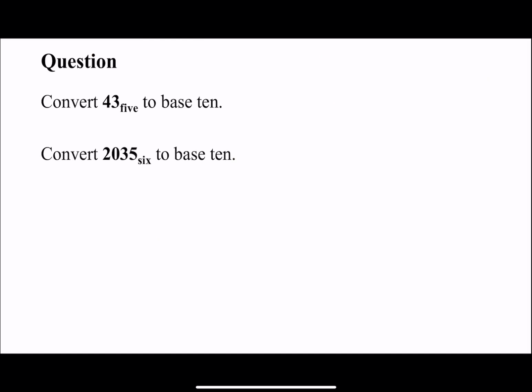Okay, convert 43 base 5 to base 10. Okay, first of all, this one. It's base 5, so I'm going to write down the place values. Place values then are powers of 5: 1, 5 to 1, 5 to 2, 5 to 3, 5 to 4, and so on.